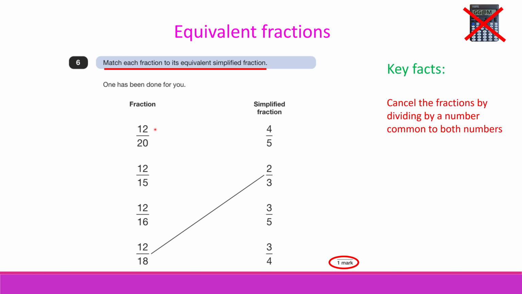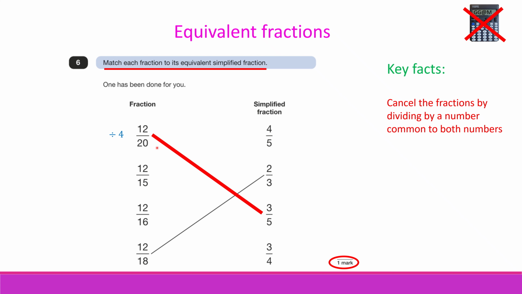So 4 is the number that goes into 12 and 20. So we're going to divide both these numbers by 4. So 12 divided by 4 is 3. 20 divided by 4 is 5. So we're looking at 3 over 5, this fraction here.